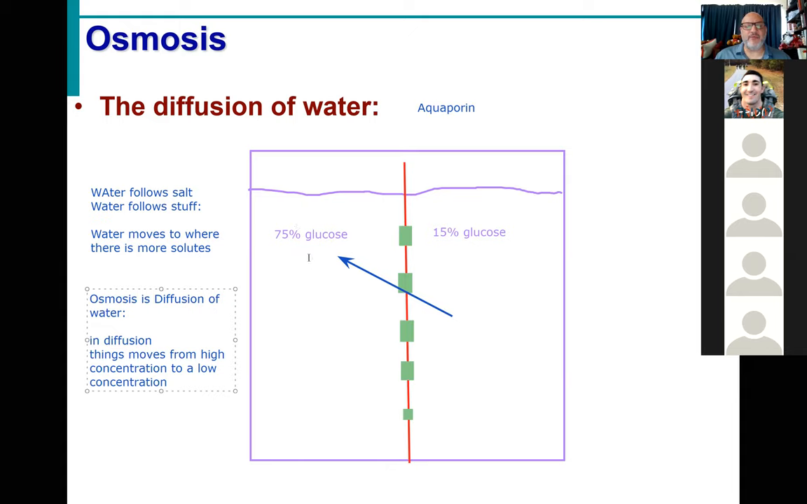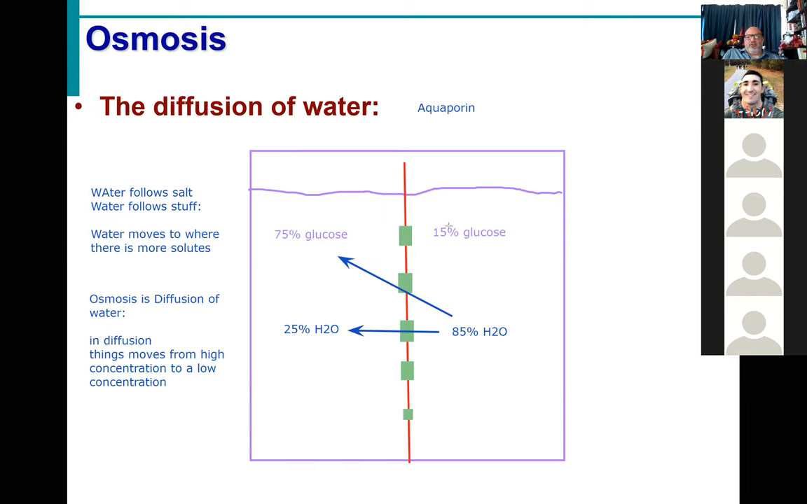As I mentioned, this side of my beaker is 75% glucose. What's the other 25%? Water. Exactly. It is 25% water. This side over here is 15% glucose. So how much water is on this side? 85%. 85% water. So notice, if our rule is things move from a high concentration to a low concentration, then you can clearly see that water is going to move to the left, down its concentration gradient.